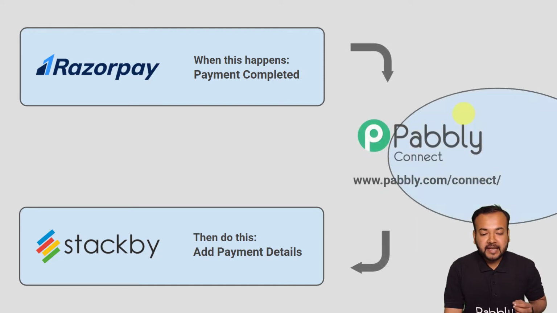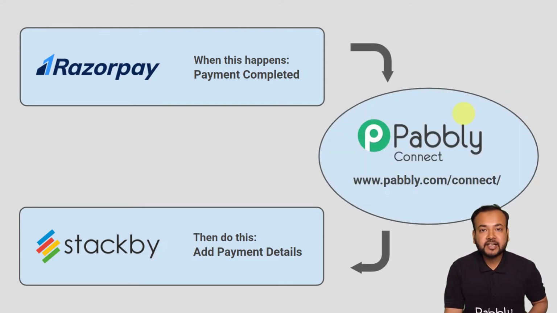And we are going to make this happen with the help of Pabbly Connect, which is an integration and automation tool. And guys, the best part of setting up this automation is that you will not require any kind of coding skills or programming knowledge. So anyone can set up this automation. So now let's set up this automation together.